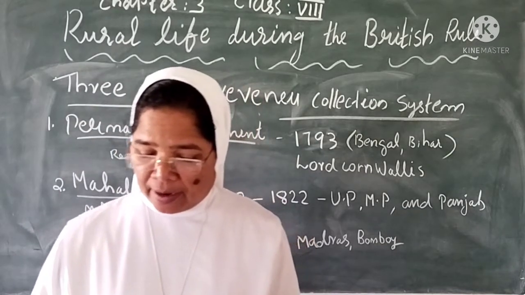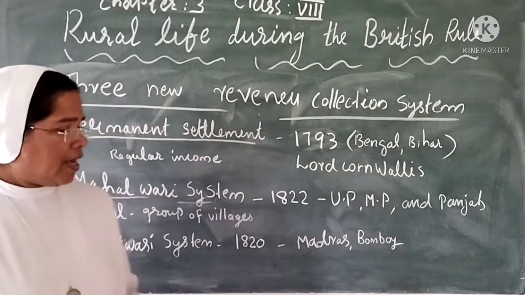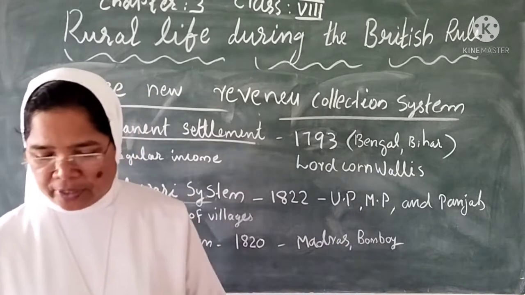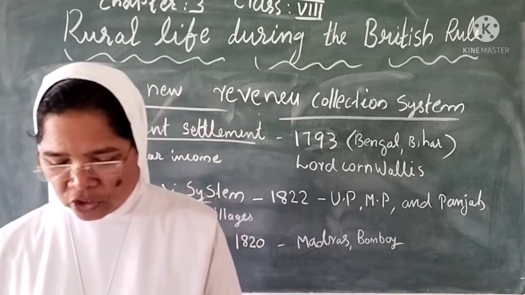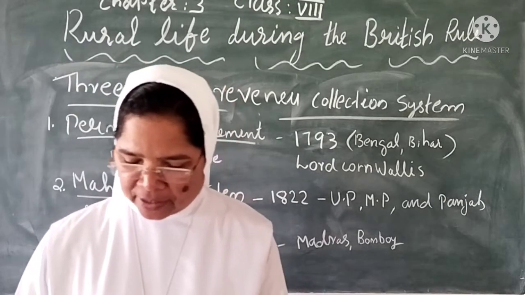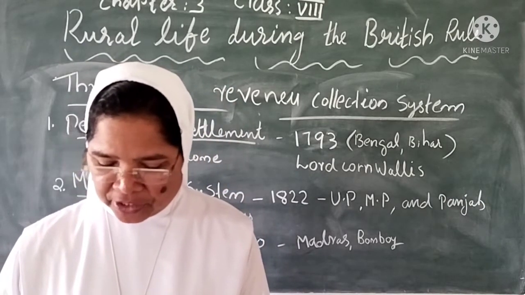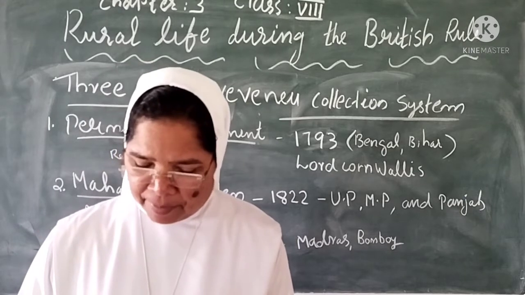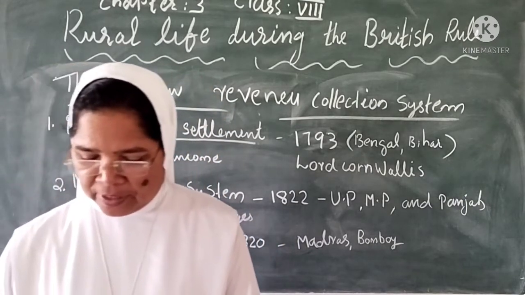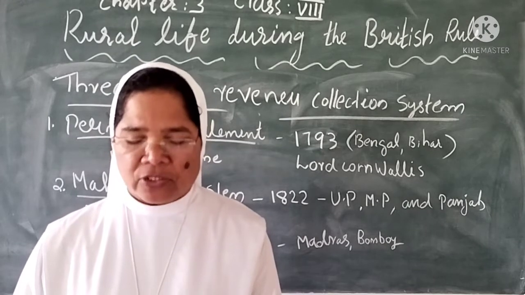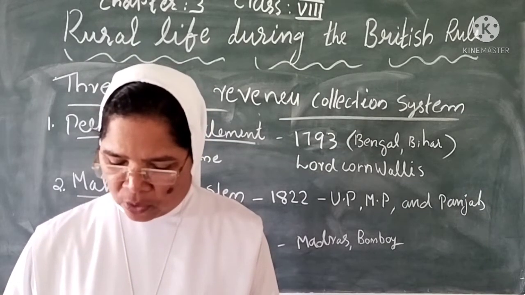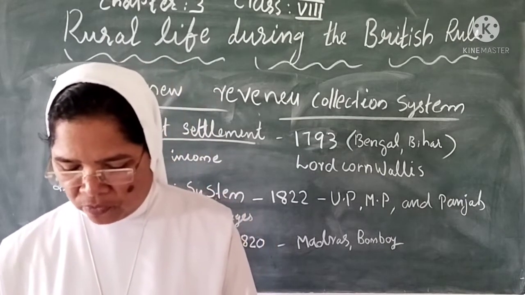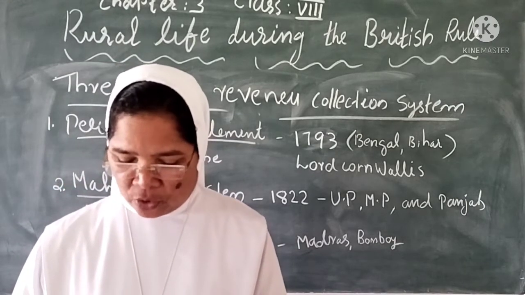Now let us study the Ryotwari system in 1820. Thomas Munro was the man behind the introduction of the Ryotwari system. It was introduced in parts of Madras and Bombay. The company made a revenue settlement directly with the ryot or peasant. Peasant means farmers. The farmer was the owner of the land as long as he paid the land revenue. Also, the revenue was fixed according to the fertility of the soil.